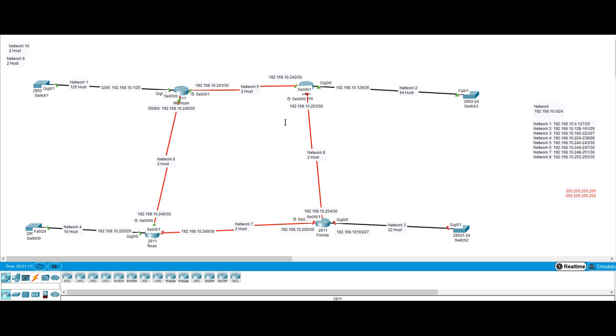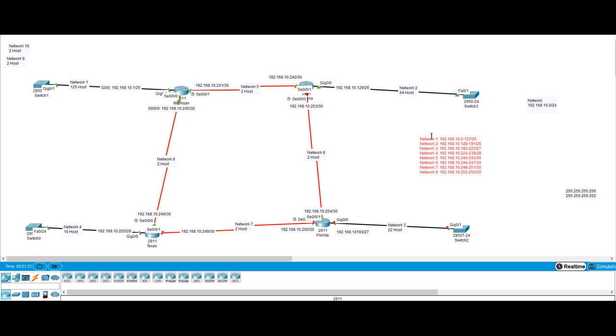And so let me show you real quickly what I did here so that you can have an understanding of what's going on. So we started out with this network here. So the whole network is 192.168.10.0 with a CIDR of 24, and then basically what I did after that was I determined based on my topology what networks I would need. So if you come over here to network 1, we have 125 hosts. Network 2, we have 64 hosts. Network 3, 22 hosts. Network 4, 10 hosts.